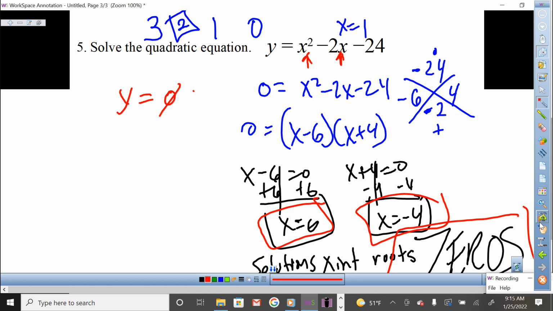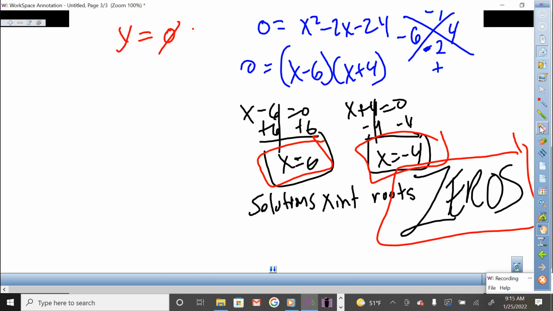However, don't forget this part. They're called what? X-intercepts. Because today we're moving on to graphing. Let's go! One of my favorite parts.